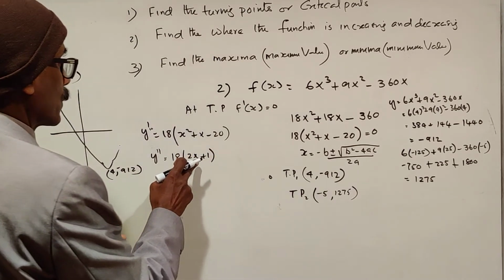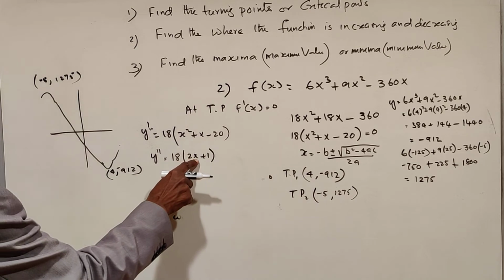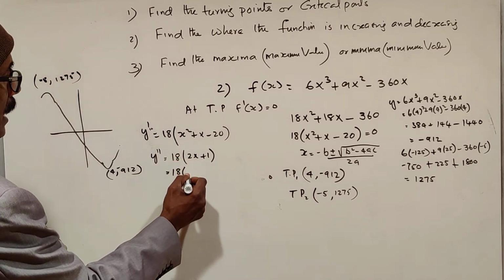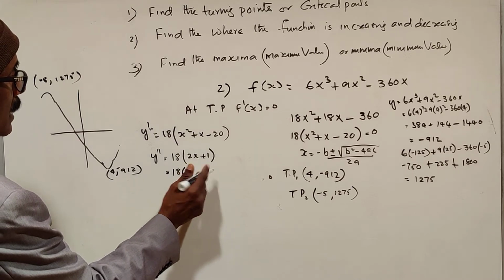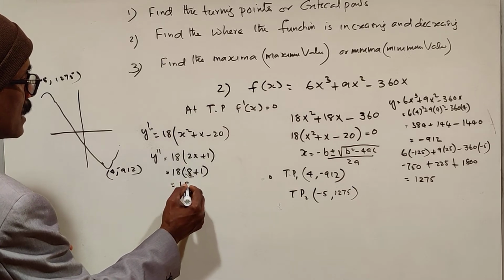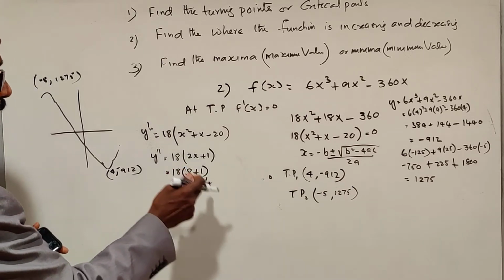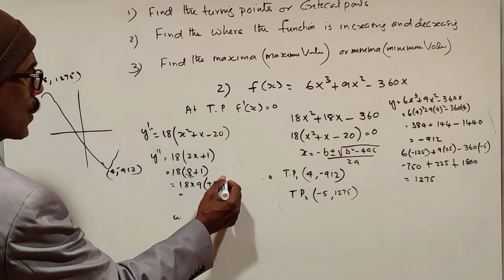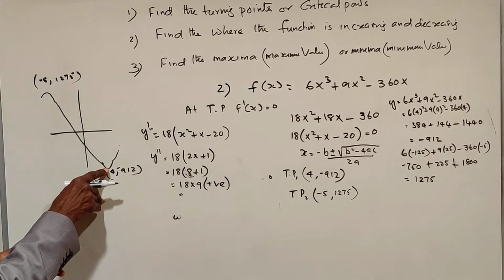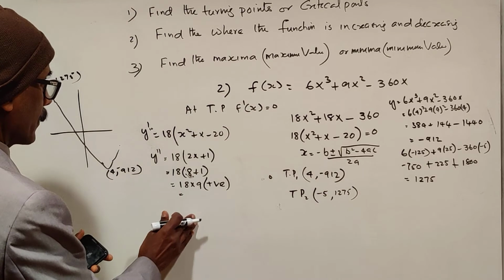Okay, is this positive or negative? Just substitute 4 in place of x. So 18 times 2 into 4, that is 8. 8 plus 1, that is 18 times 9. It is a positive number. We don't need to calculate the number. We know 18 times 9 is a positive number. So this is the minimum point. So naturally this one is the maximum point. Let us find out.